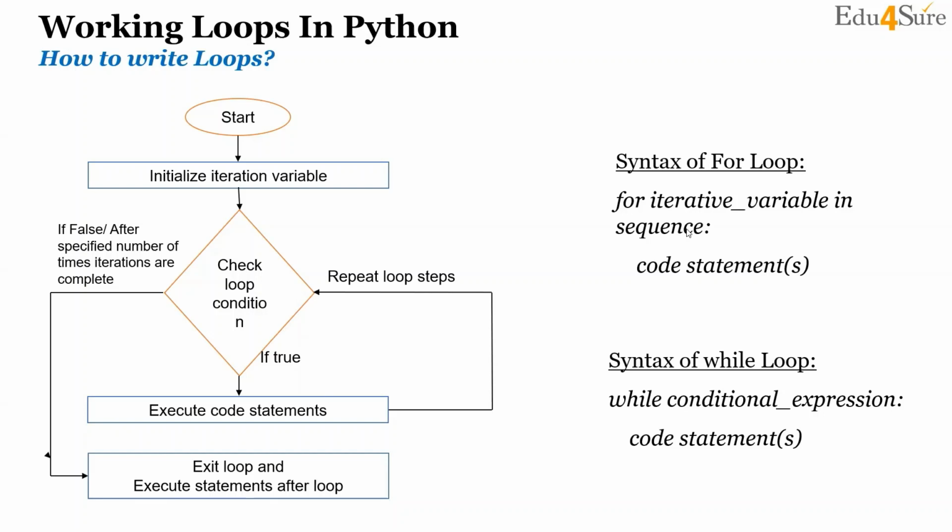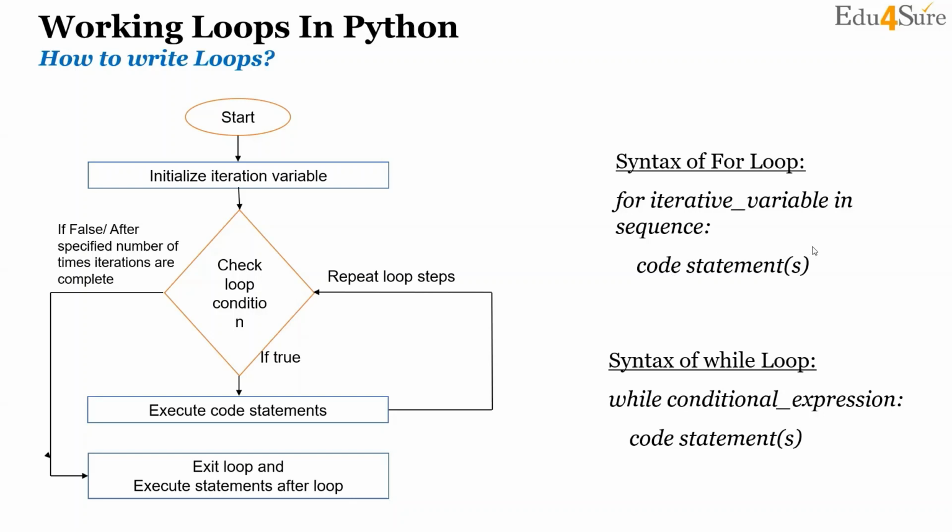Given on the right side is the syntax for the for loop and for the while loop. In case of for loop, we need to specify the for keyword followed by an iterative variable, then the in keyword and a sequence. This sequence may be a list, an array or a tuple, after which a colon is given which marks the beginning of the for loop or the while loop block. This colon marks the beginning of the looping statements.